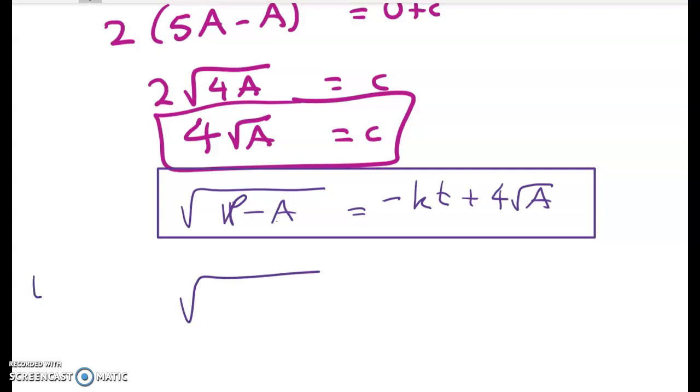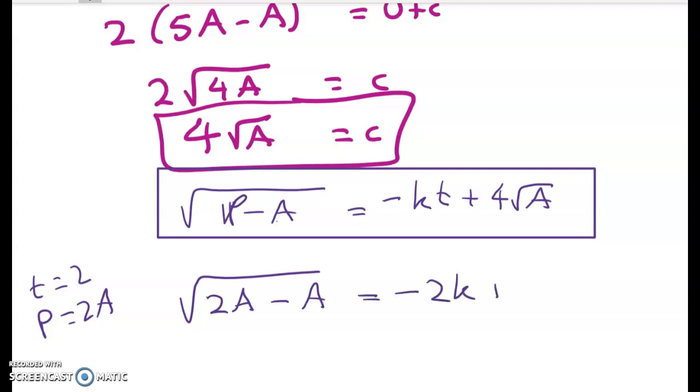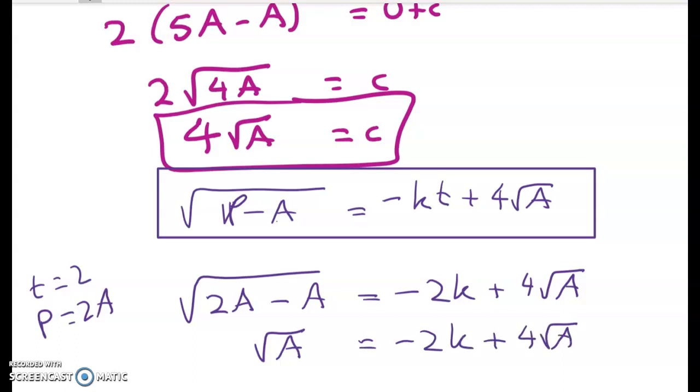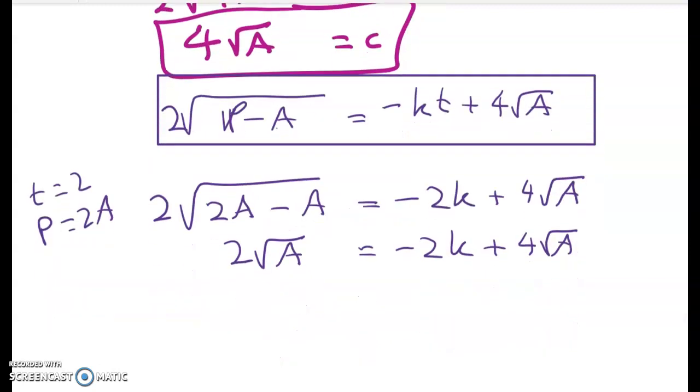When t is equal to 2, p is equal to 2a. So in here, 2a take away a is equal to negative 2k plus 4 root a. Root a is equal to negative 2k plus 4 root a. Oops, something's gone wrong in here. Sorry, we've lost a 2 here. That should have, yep, it should be 2 root p minus a. That's better.